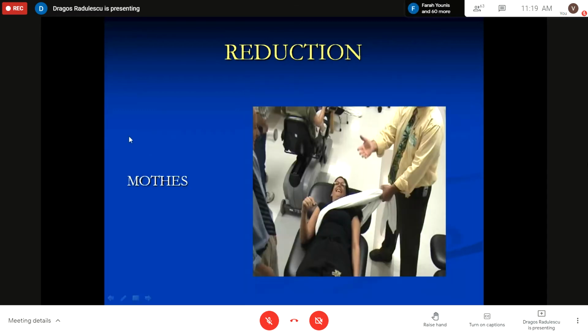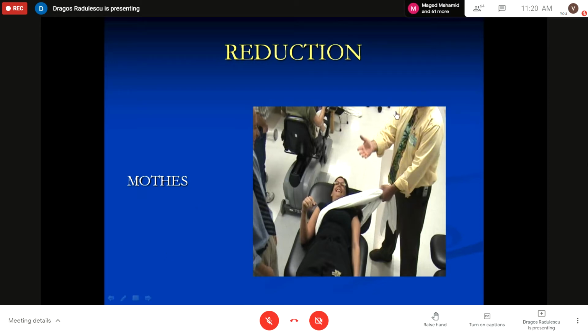The next maneuver, which is the Mott maneuver, this is a more complicated maneuver because of the fact that it implies one or two helpers. Again, the rate of complications here is higher, so you can actually cause a fracture of the humerus if you don't do it properly here with this maneuver. So it's less used than the other ones, and it's also, as I said, more elaborate and more complicated.